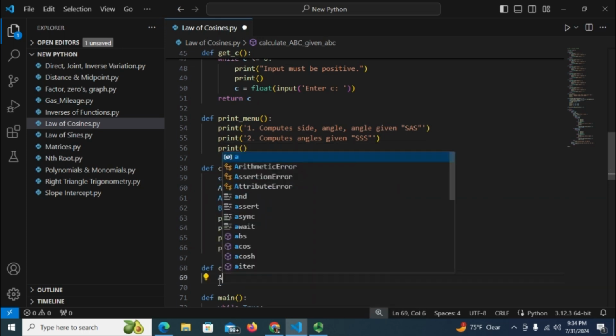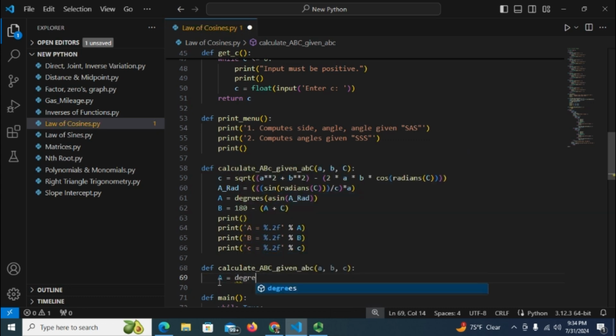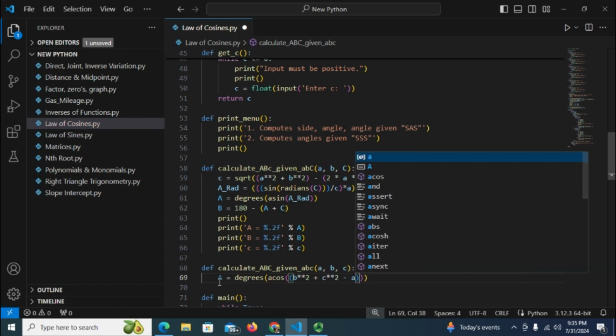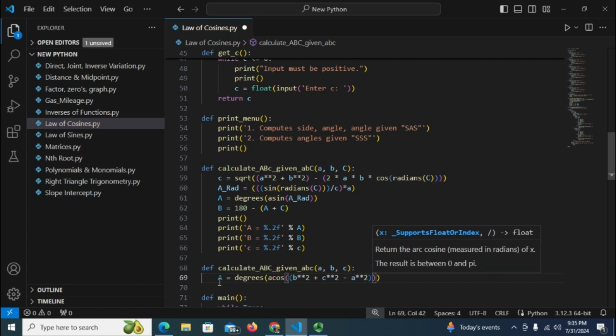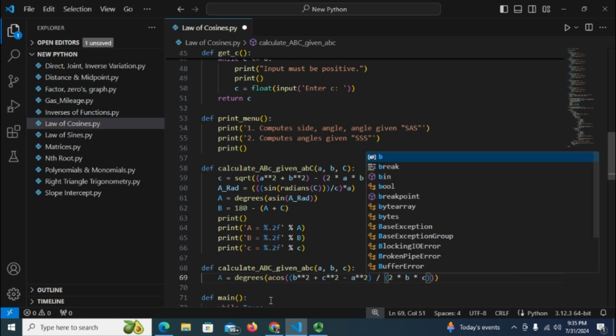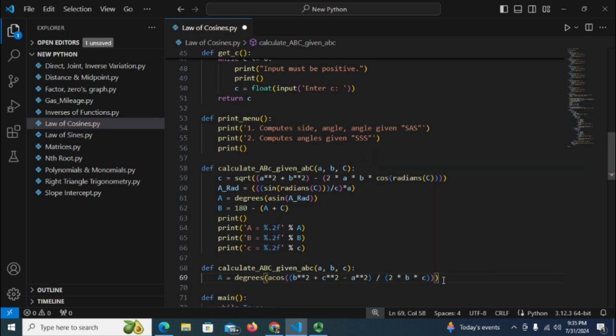the angles. So A equals degrees a cosine, this would be b squared plus c squared minus a squared. So this is one of the equations, if you recall, we're putting in Python. There were two major equations. I believe I used the first one in the first function. So this is divided by 2 times a times c. So it should be b times c. Because we're solving for a, we need that one to be b.